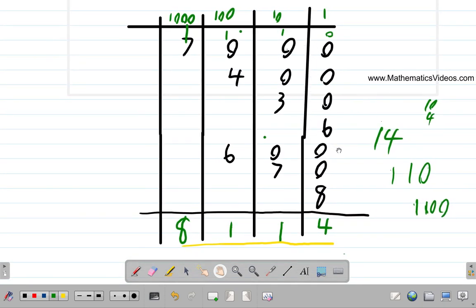Alright, so we're going to look at subtraction next time.